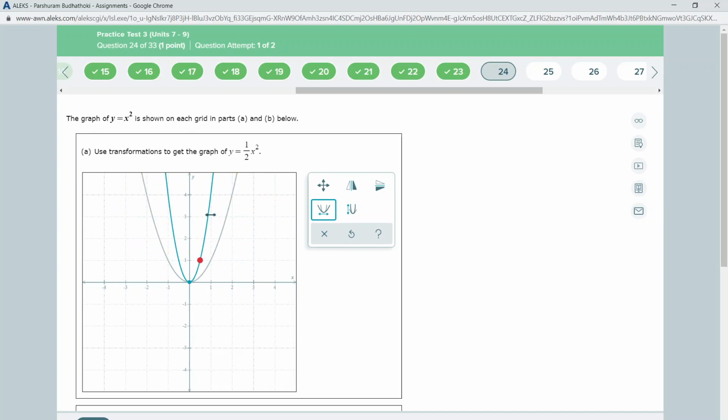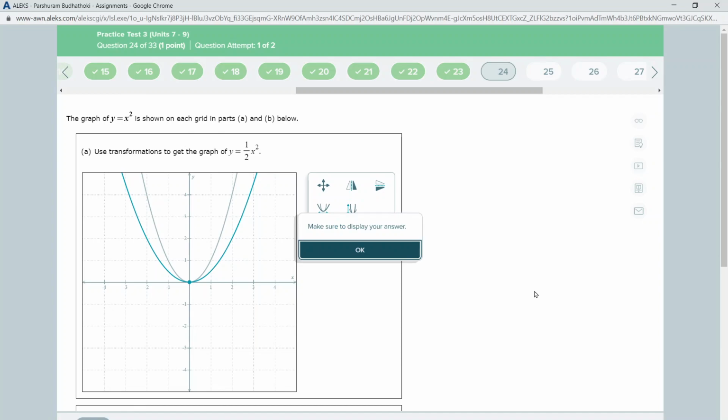No, it's a vertical shrinking and stretching, so I will go again here, so vertical becomes half. Okay, so this 4 becomes 2. Yeah, that's right. That's completely right. Okay, so this is for vertical stretching and compression. This is for horizontal stretching and compression.